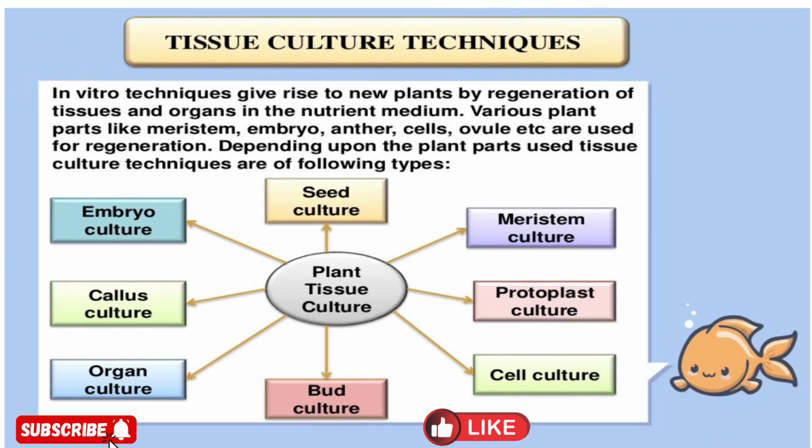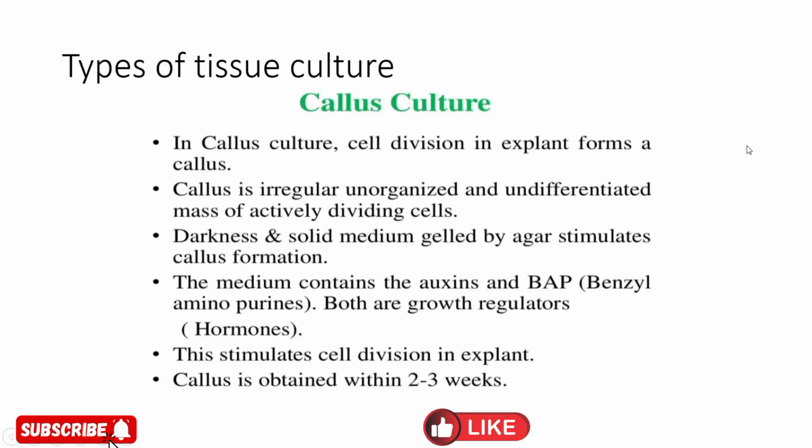Tissue culture techniques based on explants. There are various types of plant tissue culture, for example meristem culture, protoplast culture, cell suspension culture, bud culture, organ culture, callus culture, embryo culture, as well as seed culture. We will start with callus culture. As I have told, callus is an unorganized and undifferentiated mass of actively dividing cells. Darkness and solid medium gelled by agar stimulate callus formation. The medium contains auxin and benzyl aminopurine, which is a type of cytokinin. Both are growth regulator hormones.